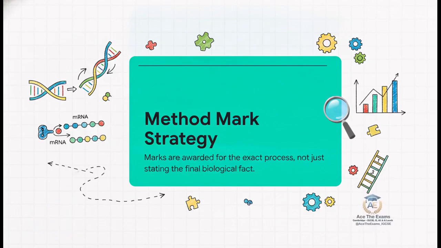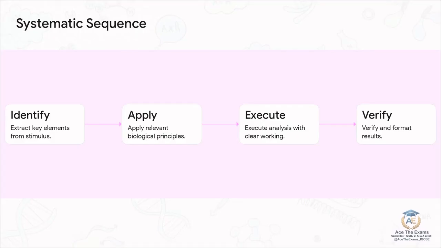What does that mean for you? It means marks are awarded sequentially for demonstrating the exact procedural process. You don't just get a free point for knowing the final destination. You actually have to earn those marks by proving you understand the exact biological mechanism and the specific steps taken to get there. So how exactly do we demonstrate this analytical depth on paper?